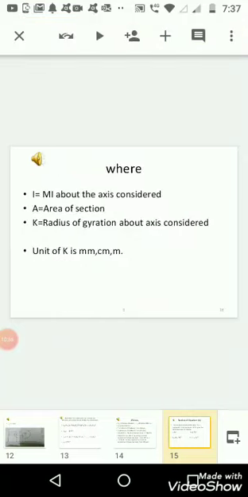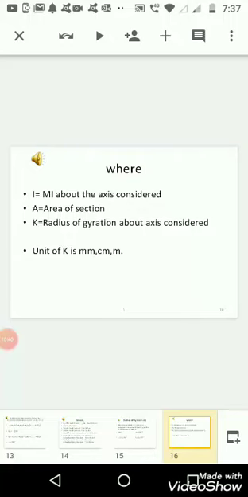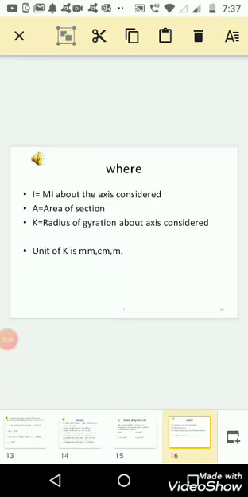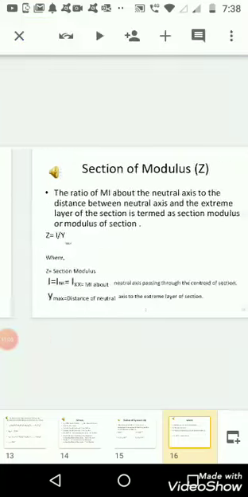Next slide. Where I is the moment of inertia about the axis considered, A is the area of section, K is the radius of gyration about the axis considered. The unit of K is mm, millimeter, cm, centimeter, or m, meter. Next slide.